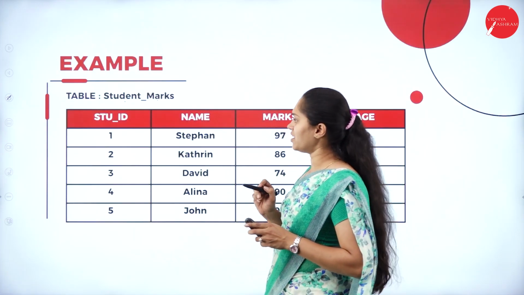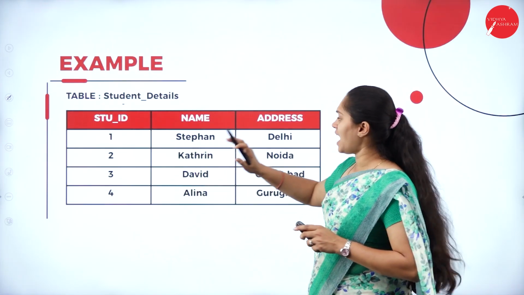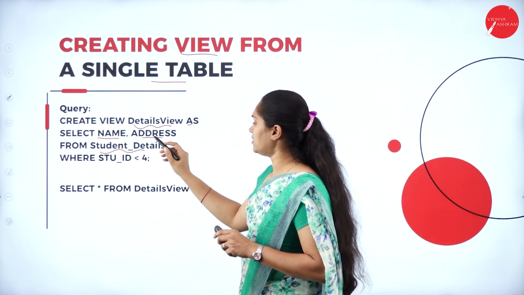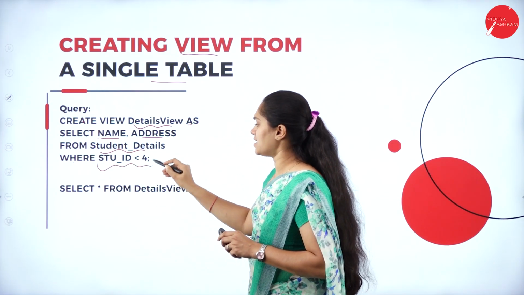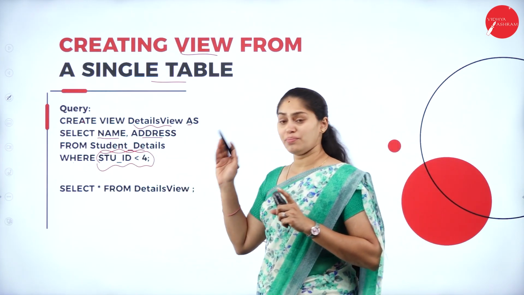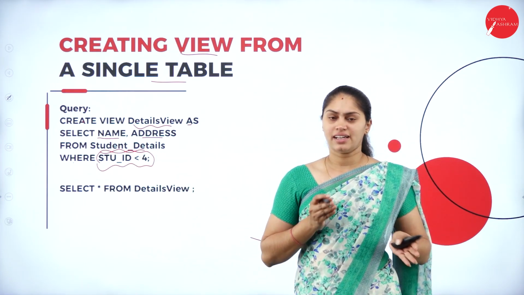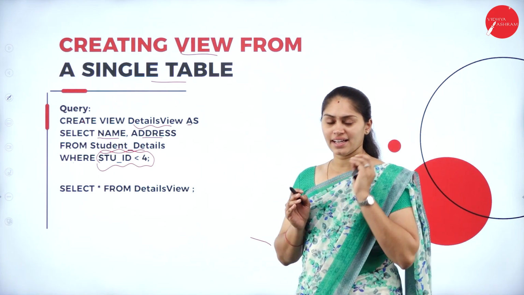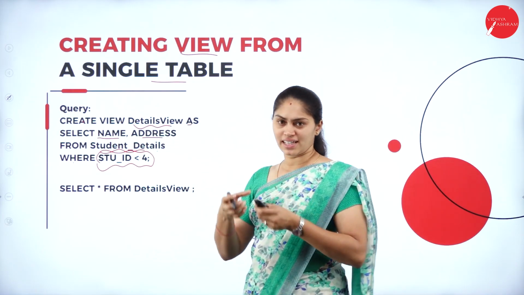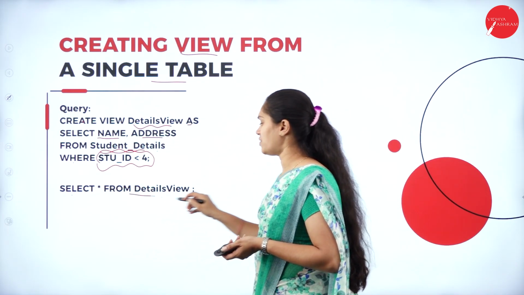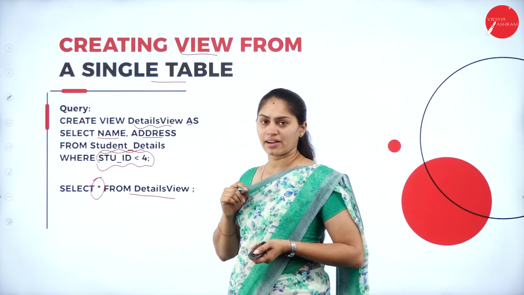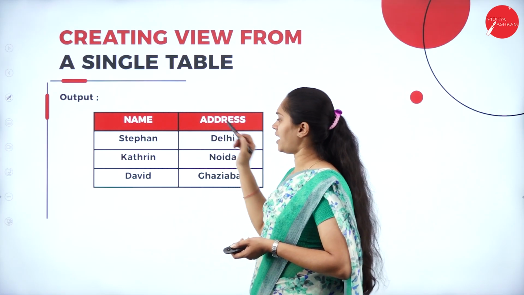Already you know we have student details. So in this I am taking only name and address, where student ID is less than 4. Based on what condition am I taking? Based on the condition that their student ID should be less than 4, not even 4, less than that: 1, 2, 3. Those student IDs are 1, 2, 3. Only those students' names and addresses will be taken. So if we print this, select star from details view, that means I am taking all the columns, that is name and address. How will the output be? Name and address.